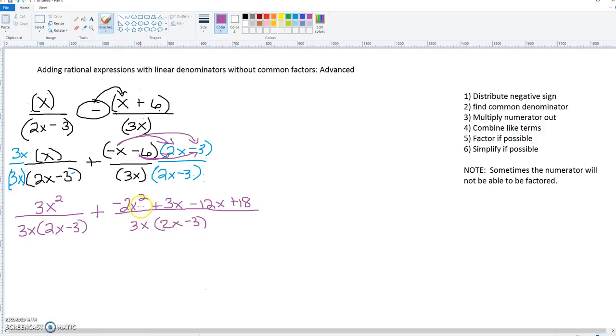Okay, in the next step we're going to combine like terms. In this case, we've got the 3x squared minus 2x squared. So that gets us x squared. Okay, so we combine those. Now we're going to take 3x minus 12x. Well, that gets us negative 9x. And the only thing we have left is that positive 18. Okay, and this is all over, of course, our denominator.